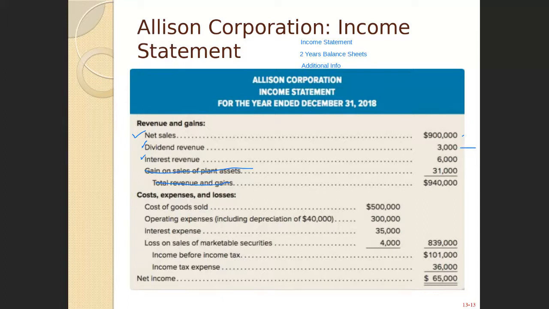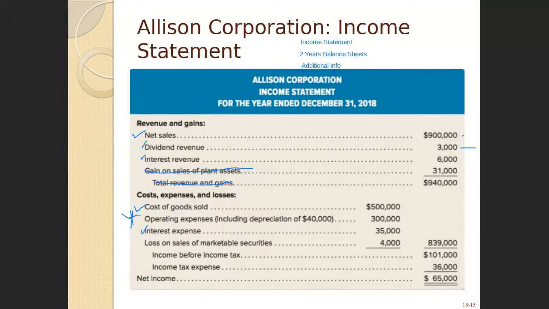Okay, so now we're looking at the uses of cash in the operating section. We unaccrued the cost of goods sold. And remember, how do we unaccrue these accounts? We look at the changes in the related balance sheet accounts. Now we're looking at how we unaccrue the operating expenses.